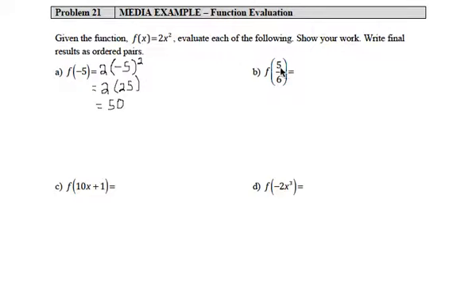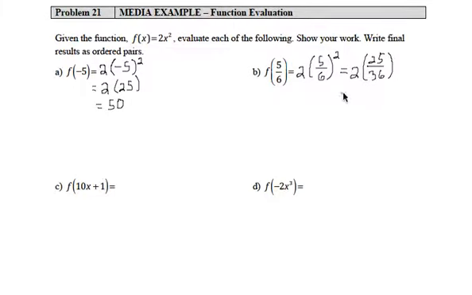Let's take a look at part B, f of 5 over 6. So again, we're going to replace the input. So I'm squaring 5 over 6. So it's 2 times 5 over 6 squared equals, well, properties of exponents tell me that 5 over 6 squared is 5 squared, which is 25, over 6 squared, which is 36.